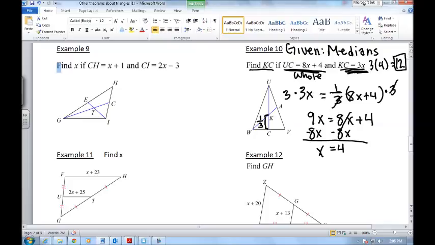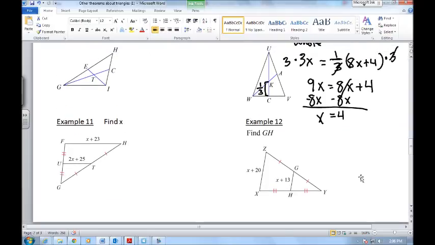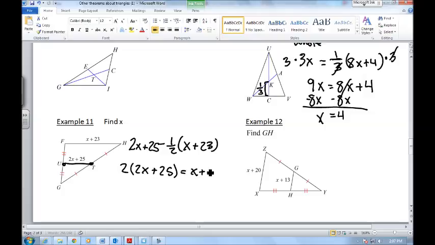And just a reminder on 11 and 12, for finding x, UT is what fraction of the whole? Half. So you take the whole and you multiply it by half. On this one, technically, you can also multiply the short side by 2. That would also work. Okay, and you just solve that for x.